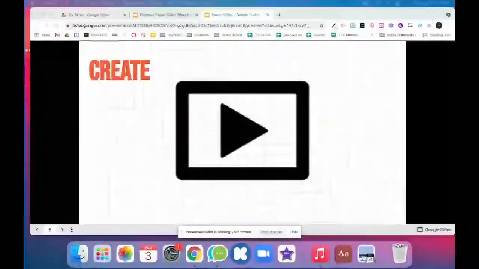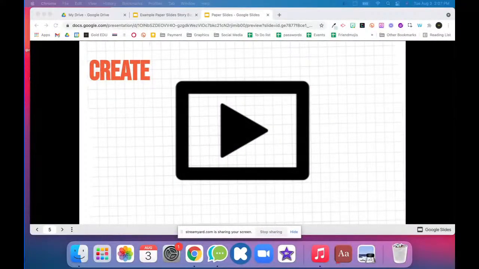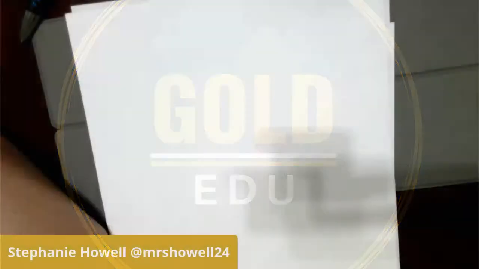And so then they're going to take this paper and actually create their slides. So if we go back, they are now going to create their paper slide.